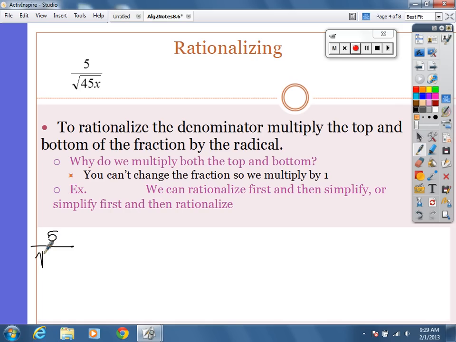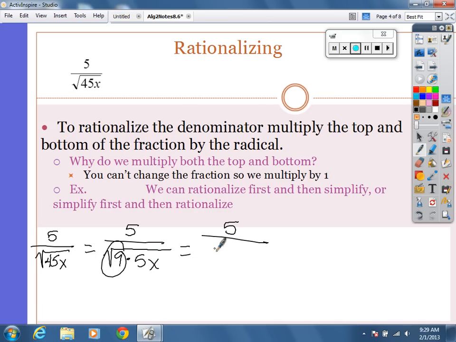5 over square root of 45x. I'm going to simplify first to begin with. I'm going to change square root of 45 to something that can break down. 9 is a perfect square, so 9 times 5x. Square root of 9, I could take that out. 5 over 3 square root of 5x.